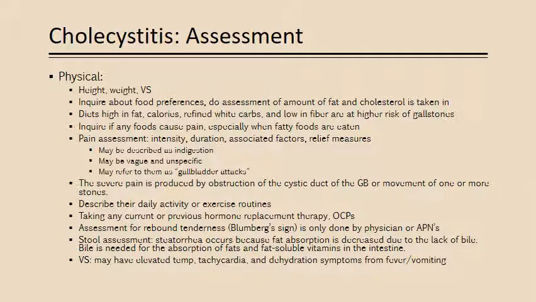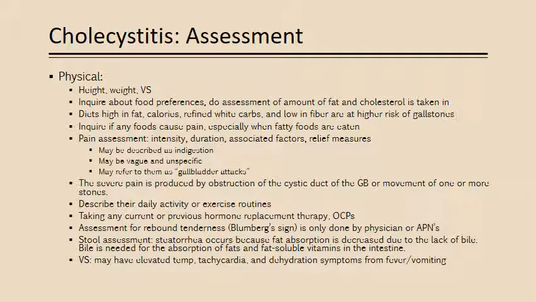They may describe it as an indigestion, specifically up under the right upper quadrant of the abdomen. This pain may be vague and unspecific, kind of radiating everywhere. It might be localized around the umbilicus. They may refer to them as gallbladder attacks, okay? The severe pain is produced by the obstruction of that cystic duct of the gallbladder or movement of one or more stones. It's annoying and it hurt. Big stone trying to get through a tiny little duct. Ouch!